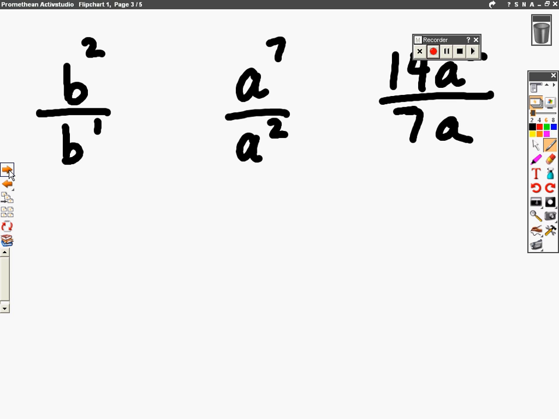Alright, now we have division problems. These are division of monomial problems. Go ahead and pause the screen, and when you're done, go ahead and hit play, and I'll go over the answers.